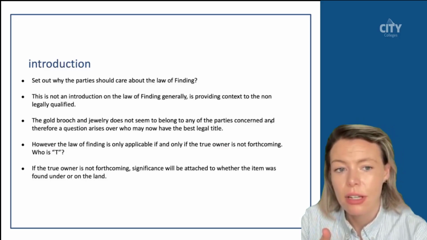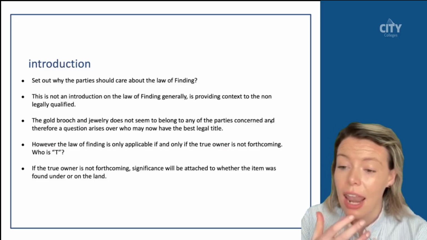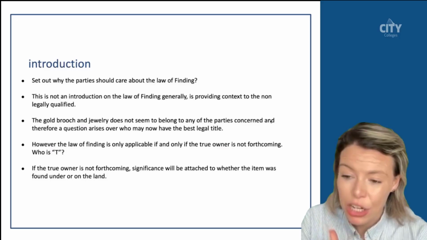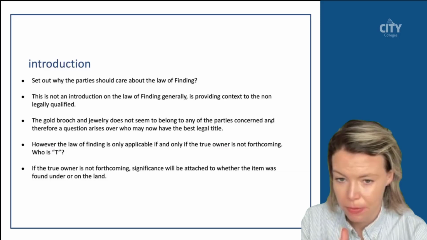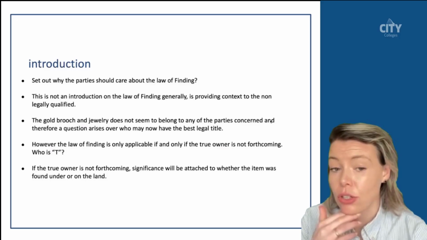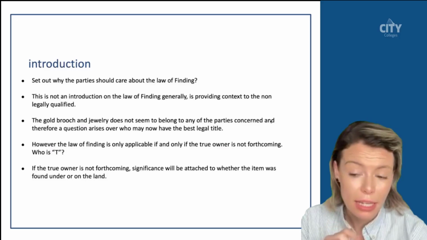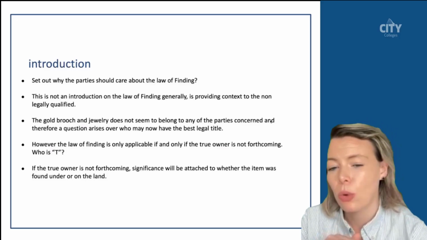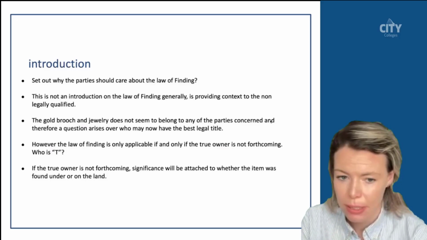So you set out that the law of finding, generally speaking, allows parties who are not the actual owners of the property to have the best title to the property. The gold brooch and the jewellery doesn't seem to belong to any of the parties concerned. That may not be the case, but you can flag that. And a question arises over who has the best title to the property.